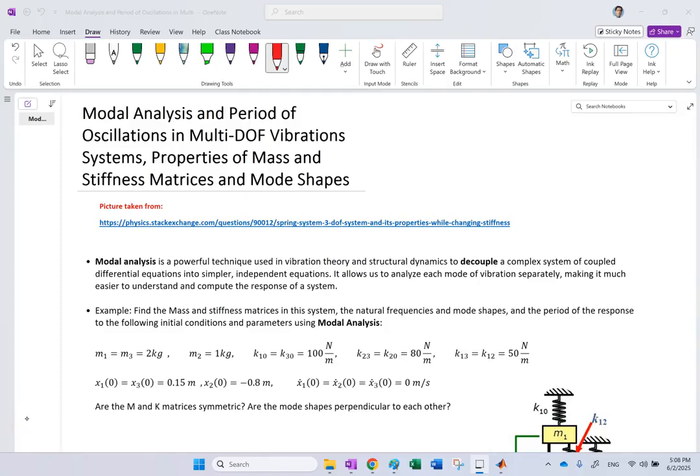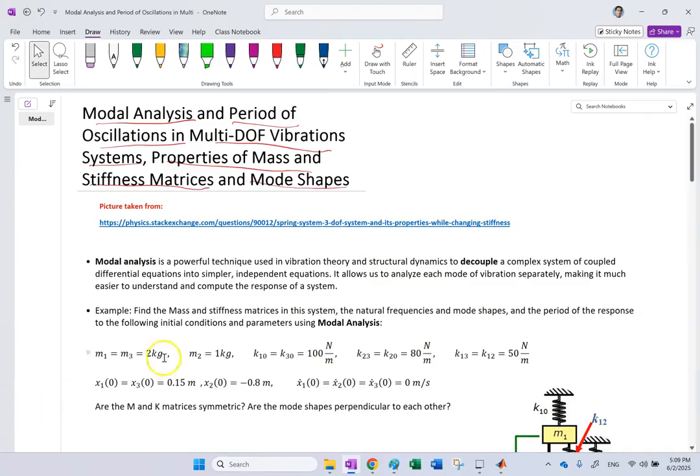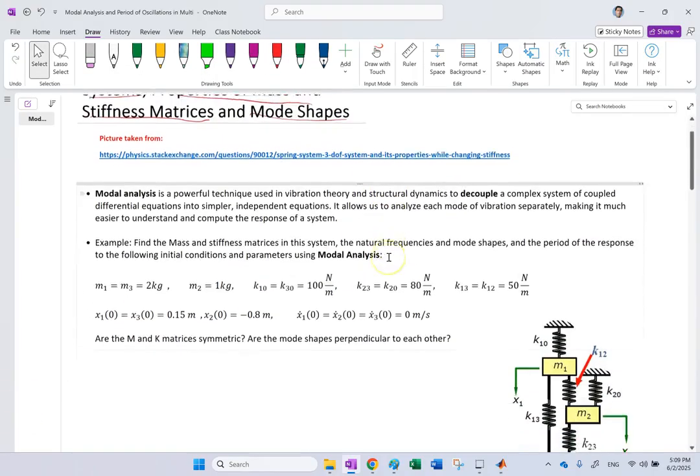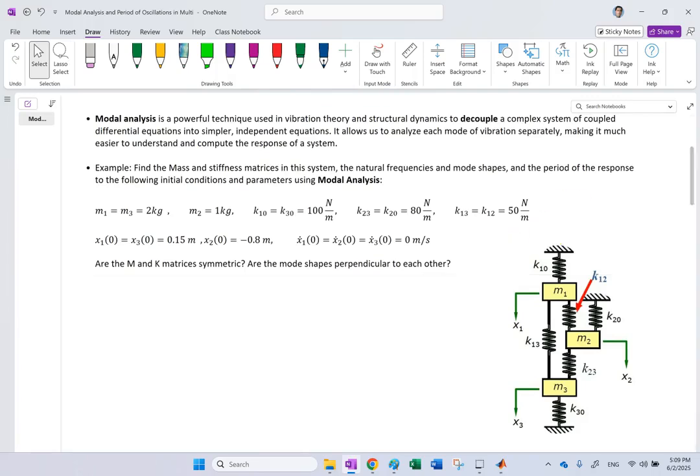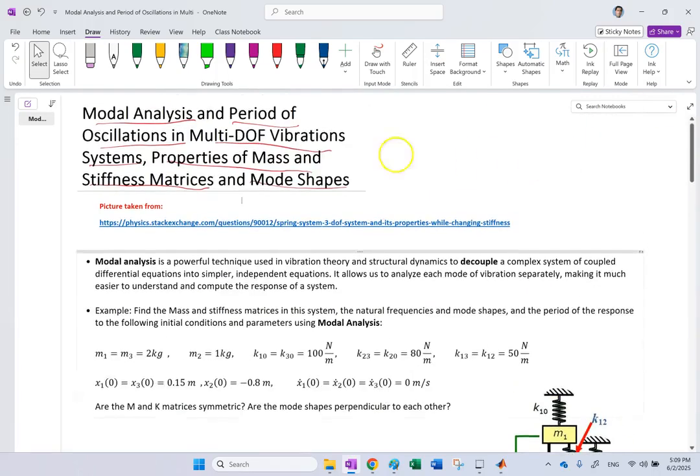Hello everyone. In this video of vibrations, we are going to talk about several important topics. The first one is called modal analysis. The second one is period of oscillations in system with several degrees of freedom. And the third one and fourth one are properties of mass and stiffness matrices and properties of mode shapes. So stay tuned for a good video of several important things that you need to know in vibrations, especially when the system has multi-degrees of freedom.